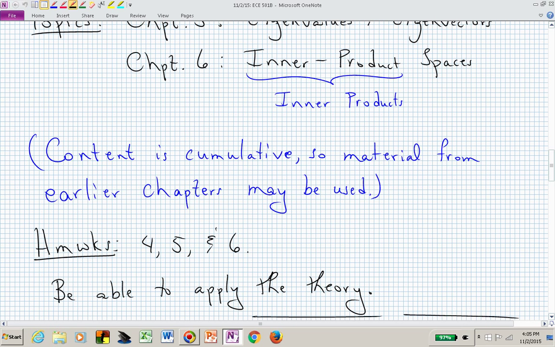Now you'll probably ask, well, do we have to know stuff from the first exam? Yes, you basically do, because everything is building on the first few chapters of the book. We need vectors, we need spanning, we need all of those concepts in order to move forward into chapters 5 and 6, but the questions will be focused on the new material that we are working on in chapters 5 and 6. And that then is homeworks 4, 5, and 6, and you need to be able to apply the theory in that particular material.